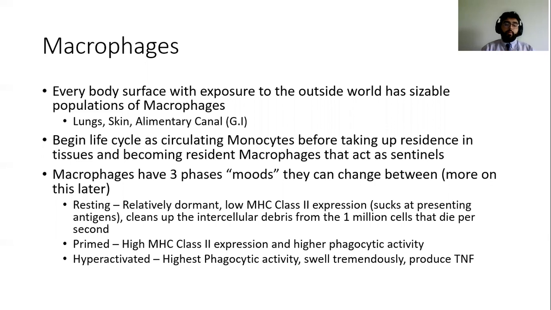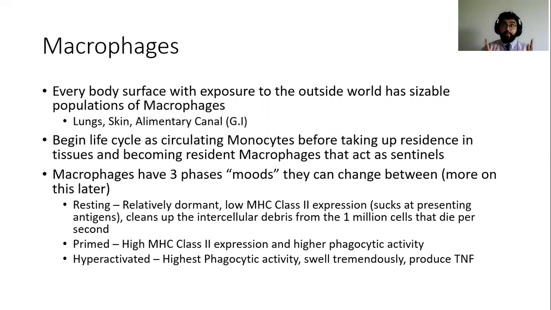However, upon having some danger signals, which we'll talk about later, a macrophage can enter a primed state, which means it has more MHC class 2 expression. That means it can show more antigens to T cells and possibly activate the adaptive immune system. And mind you, it'll also put up the co-stimulatory factor B7, which binds to T cell CD28, but that's beside the point. And also in the primed state, the macrophage has higher phagocytic activity.